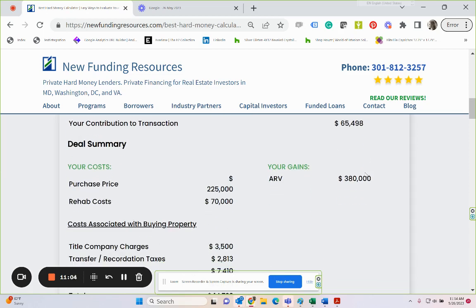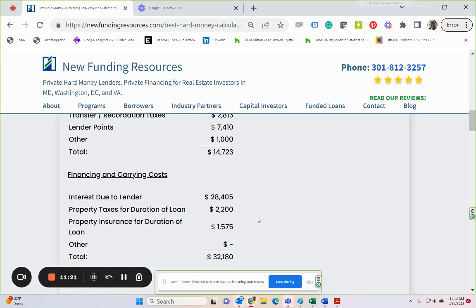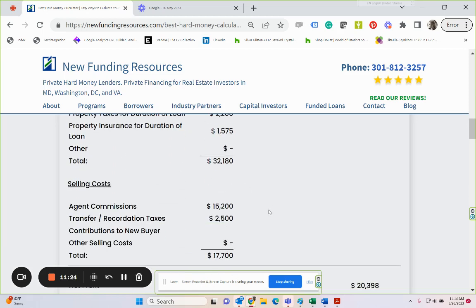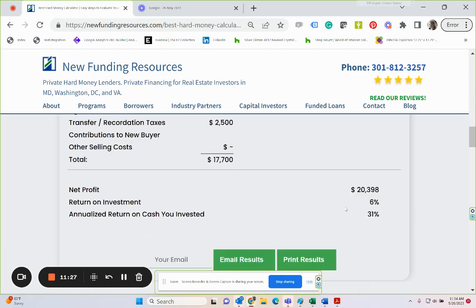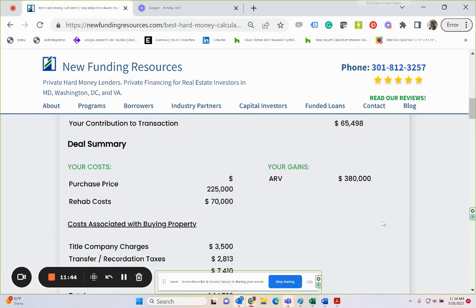Okay, so everything is pretty transparent for you. Then it details the cost. Again, purchase price $225,000, rehab cost $70,000. This is the cost associated with buying your property. This is what we entered on the second page. This is your financing and carrying cost. This is your selling cost. And then finally, again, your net profit, your return on investment, and your annualized return on cash invested. So once you're done, you can go ahead, print the results, click on that button. You can email the results to yourself, or you can go back.